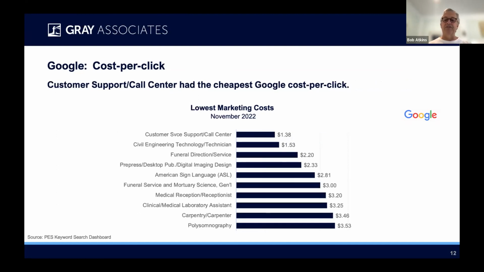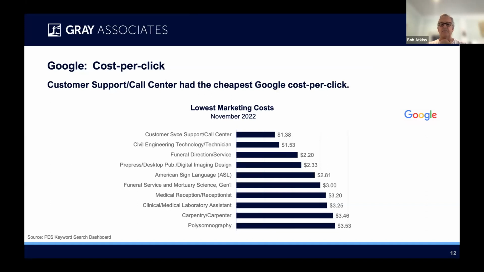Now, there's some things that are less expensive, and these are the least expensive programs in terms of cost per click, which is also an indication of some of the least competitive programs. Another way to think about it is, if I wanted to go out and attract some new students, I could do that very inexpensively for keywords associated with these particular programs.